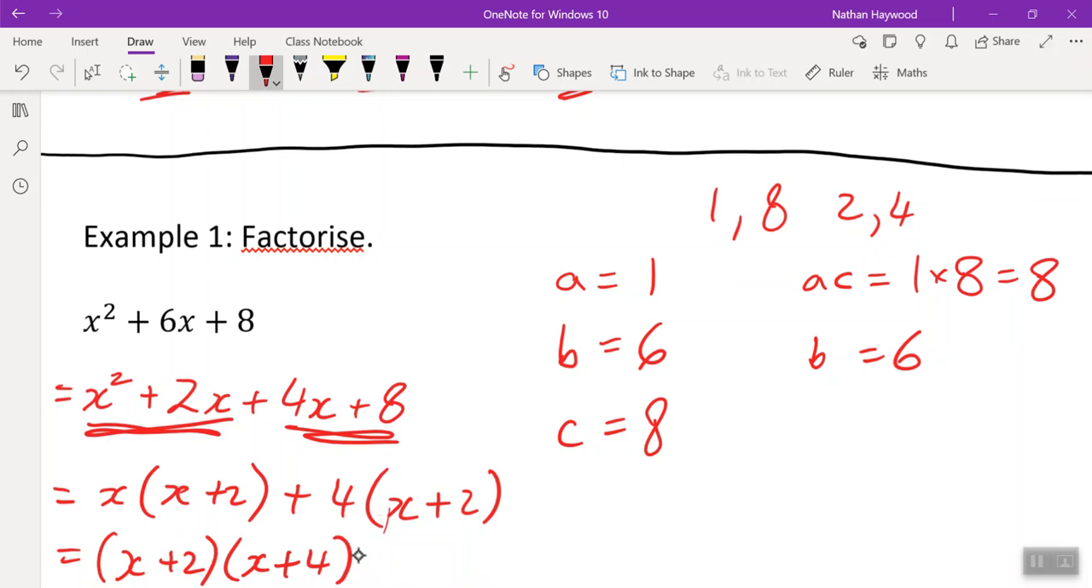Okay? So you see how you can use the ACB method to determine the two factors and then put it in the brackets. Or you can do it the long way and split it up and then factorize. The long way, and everyone listen to this, everyone in the room. The long way is useful when it's a non-monic trinomial. That means there is not a 1 in front of the x squared.